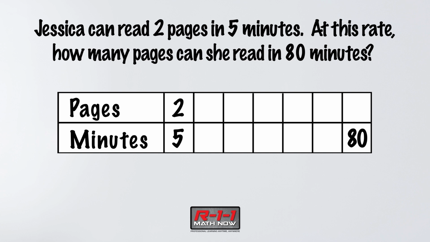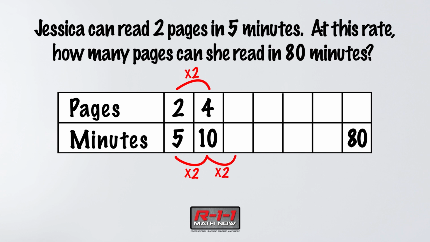So the first thing I can do is maybe double that rate. I want to see what happens in 10 minutes. And if I double that, I'm going to double the number of pages that Jessica can read. So now I know that she can read 4 pages in 10 minutes. I can keep doubling that rate and see if I can get close to 80.